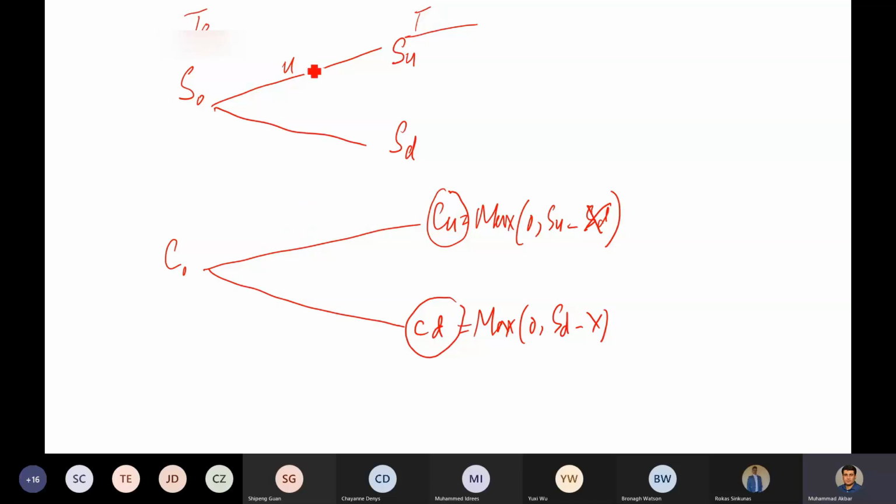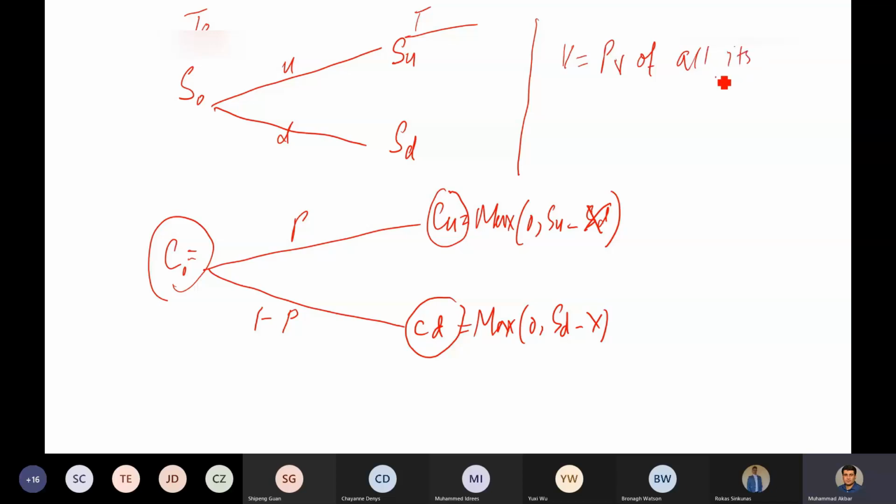If we know the probability of the stock price going up and the stock price going down, we can calculate the value of the future cash flows from the call, and that is the value of the call option. In other words, as we discussed in week 1, in finance we say that the value of anything is equal to the present value of all its future cash flows. That's the rule we follow.